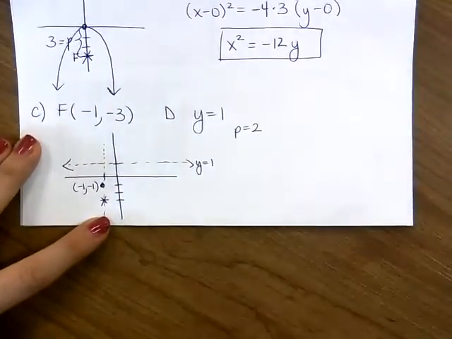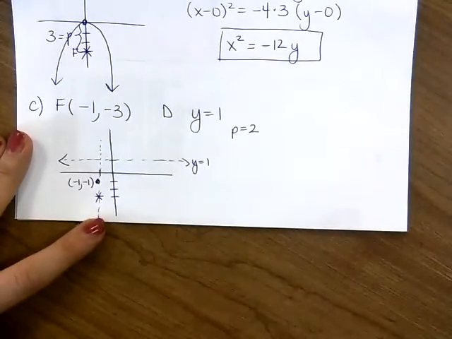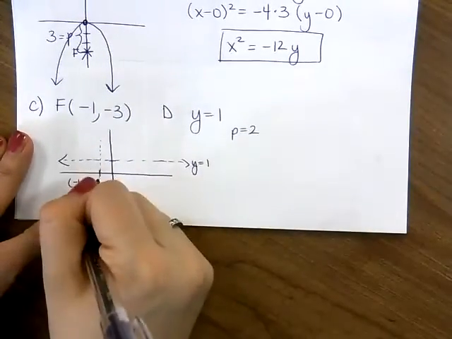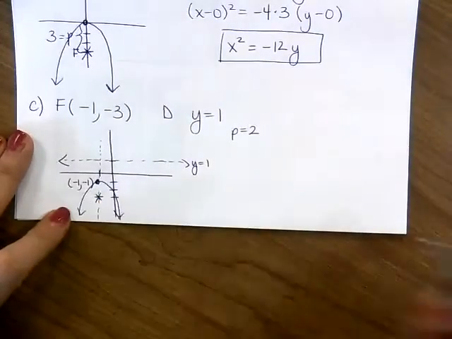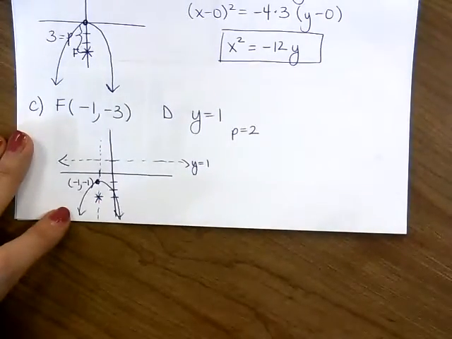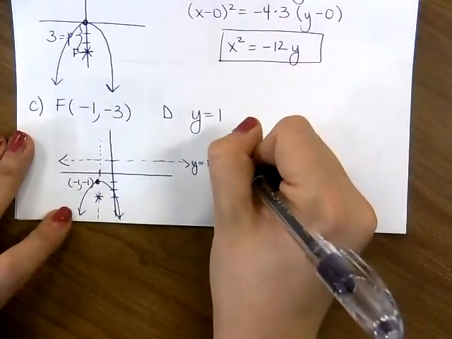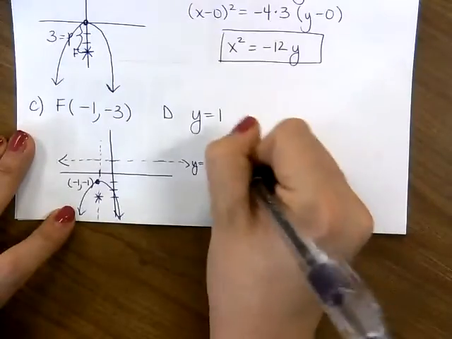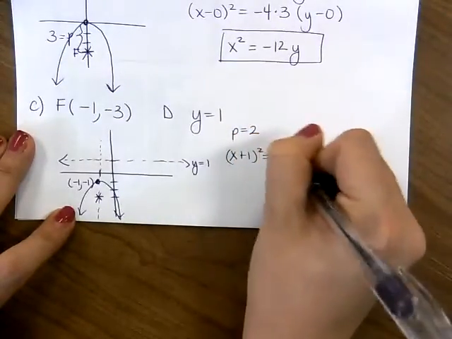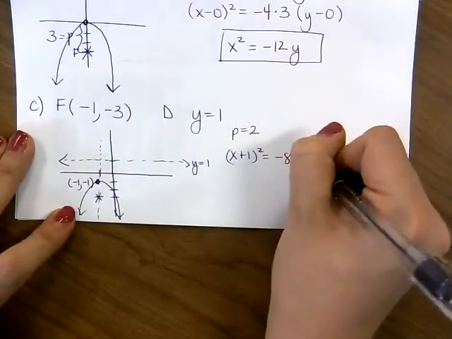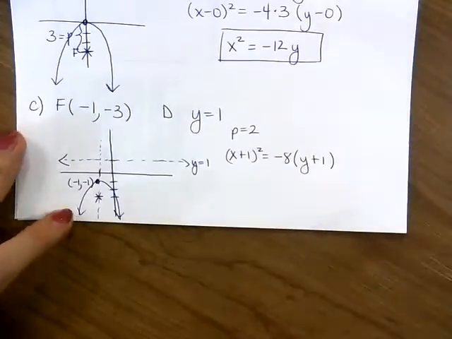2. Is it an x squared or a y squared? It's an x squared. Is it a positive 4p or a negative 4p? Negative, because it's pointing downward. So the final answer should be x plus 1 squared equals -8 times y plus 1.